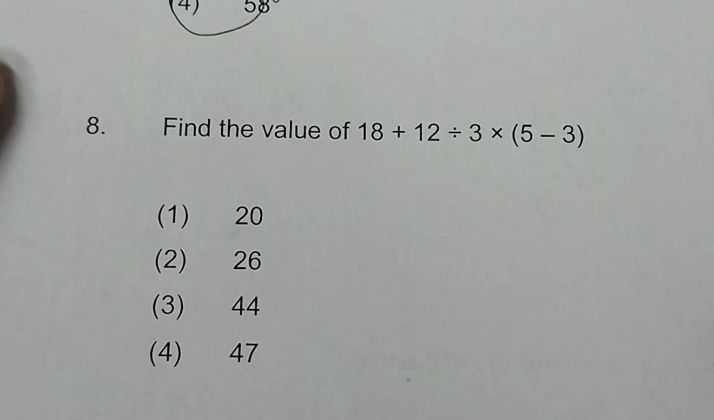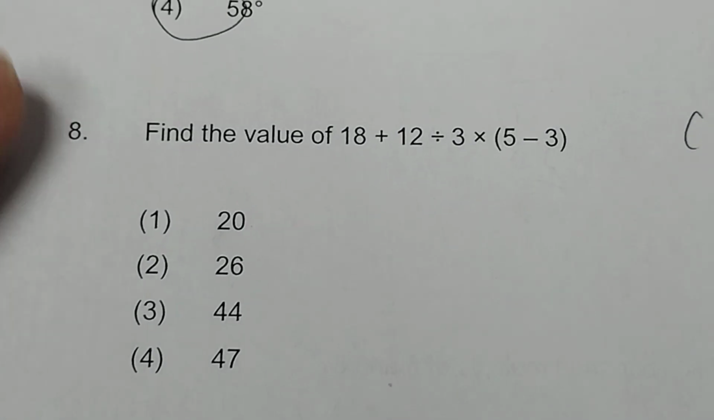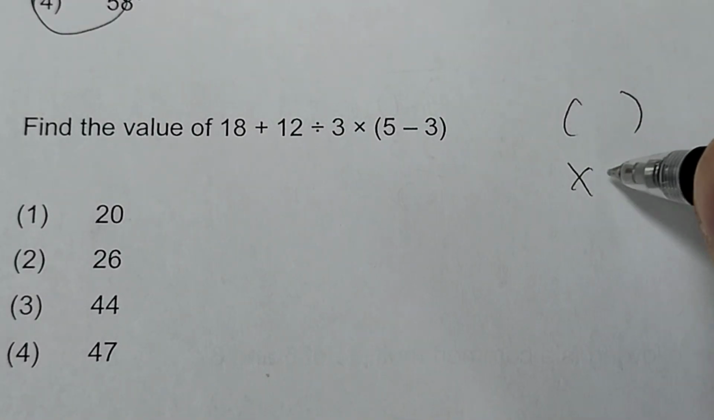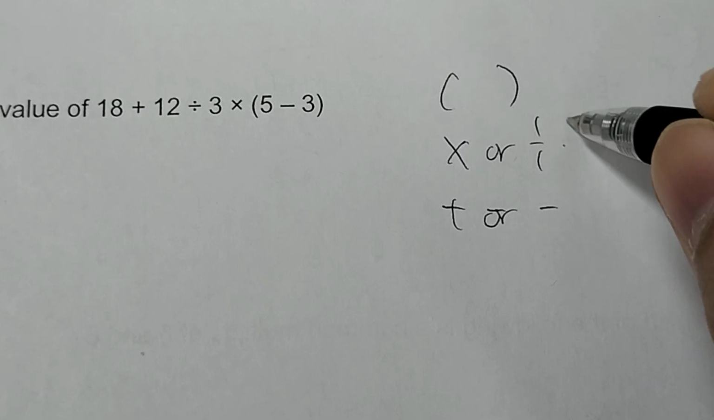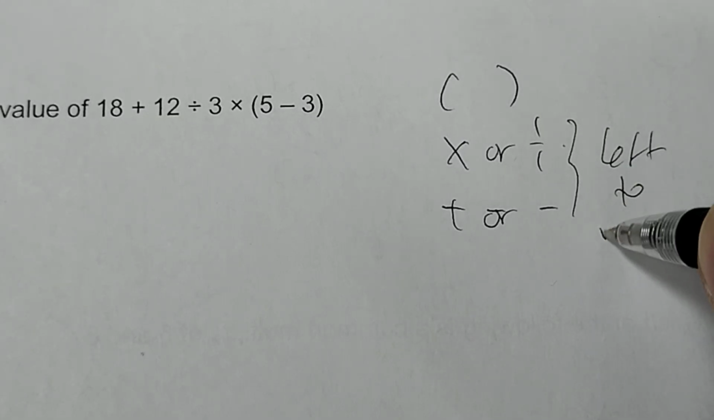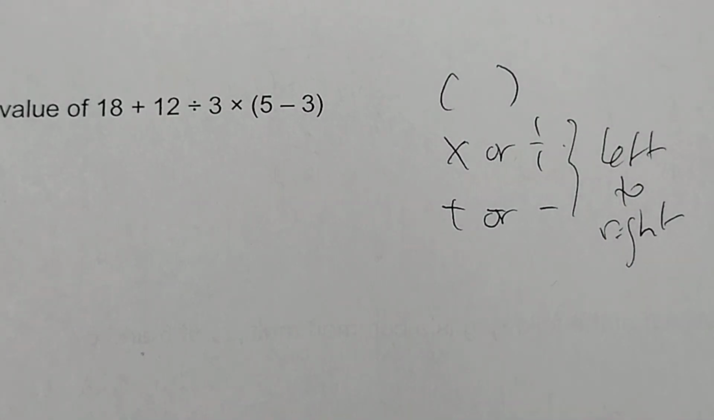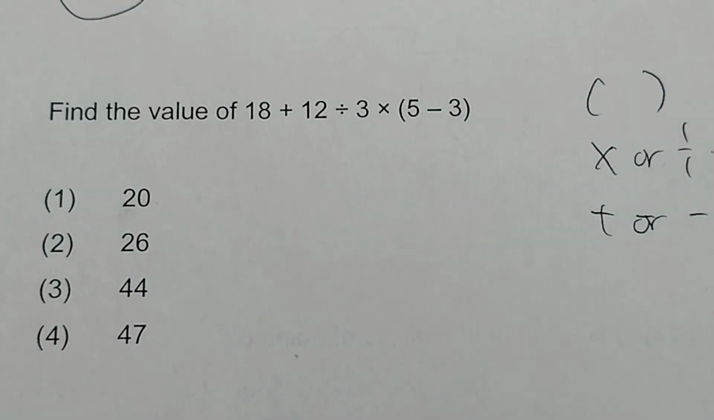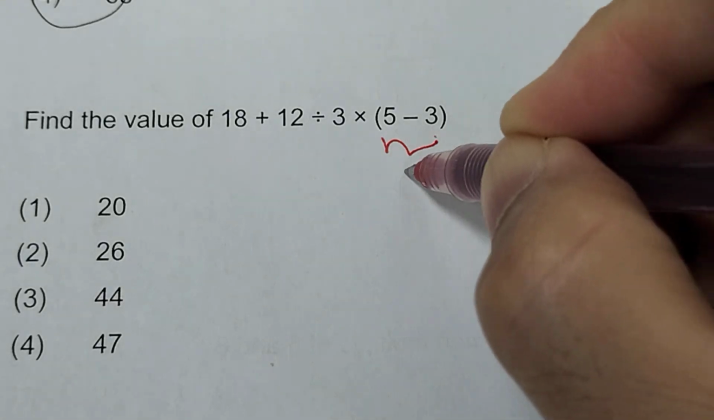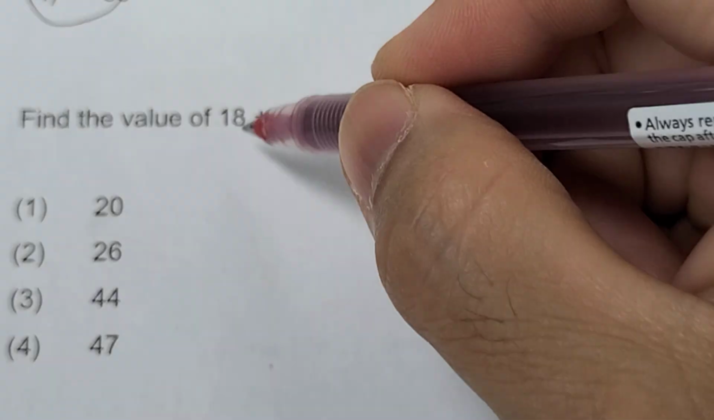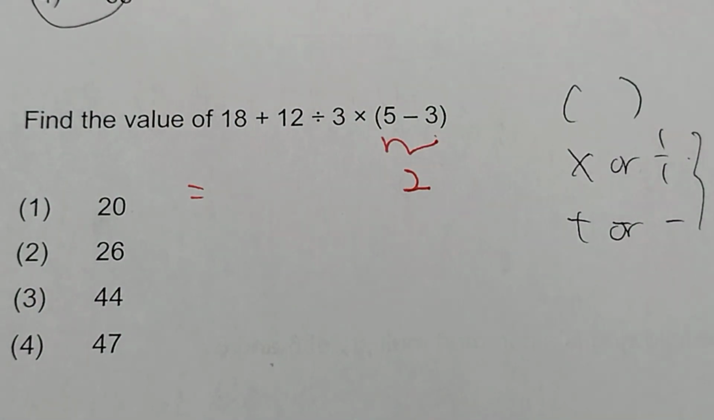Next one, order of operation. Remember we do brackets first, then we do either times or divide, then we do either addition or subtraction. When it comes to this, we will do left to right. Okay, so let's check the first one. Bracket first, right? So 5 minus 3 is 2. Now I'm going to bring everything down. You do not ignore them.